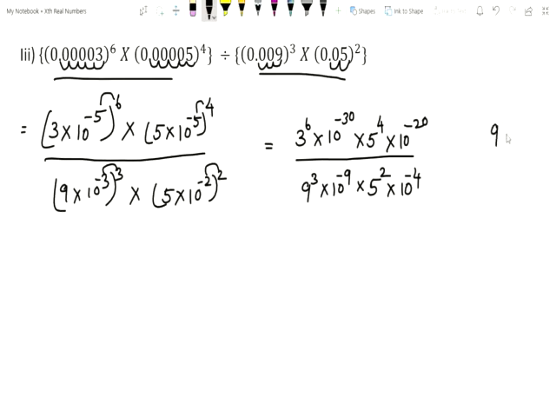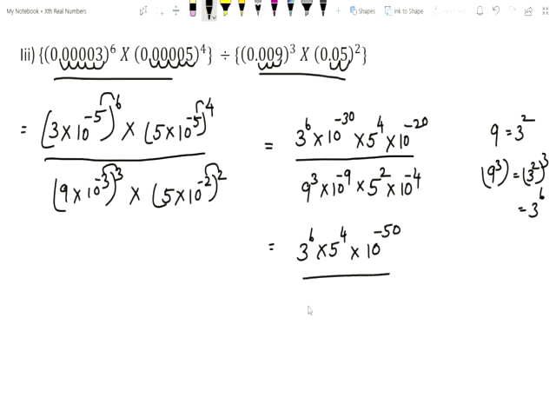Okay. Now see here, I am going to simplify this. You know very well 9 equal to 3 square. So here 9 cube is there. So how we are going to write? Instead of 9, I am going to write 3 square whole cube. So what you will get? 3 power 6. Okay. So 3 power 6 into 5 power 4 into 10 power. So you should add the power because base are same. So minus 30 minus 20 you get minus 50 divided by 9 cube. Instead of 9 cube, what I am going to write? 3 power 6. Because of the cancel, I am writing like this. Into 5 square into 10 power minus 9 minus 4 you will get minus 13.